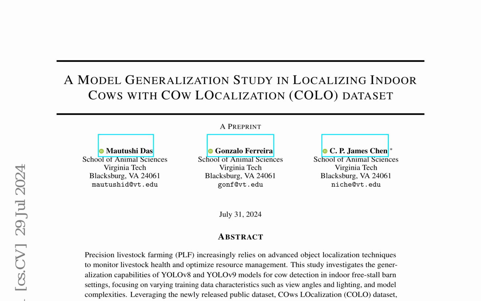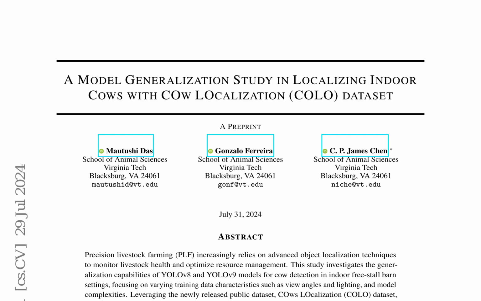Title: A Model Generalization Study in Localizing Indoor Cows with COLO Dataset. Abstract: This study explores the generalization capabilities of YOLOv8 and YOLOv9 models for cow detection in indoor freestall barn settings. It focuses on varying training data characteristics such as view angles and lighting and model complexities.